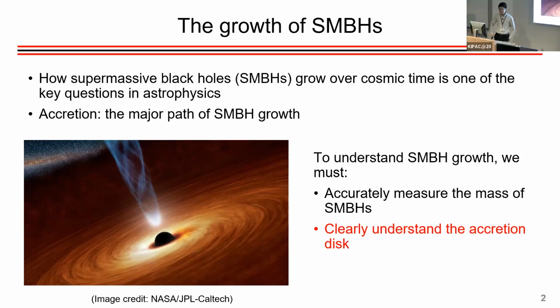So understanding the growth of supermassive black holes is also a critical part for understanding the evolution of galaxies over cosmic time. And in order to understand the growth of black holes, there are at least two goals we must achieve. First, we need to accurately measure the mass of the black hole. And secondly, we need to have a clear understanding of the accretion disk around the black hole, because accretion is the major part of the supermassive black hole growth. And in this talk, I will focus on the accretion disk, but if you are also interested in the black hole mass measurement, I will be happy to chat afterwards.